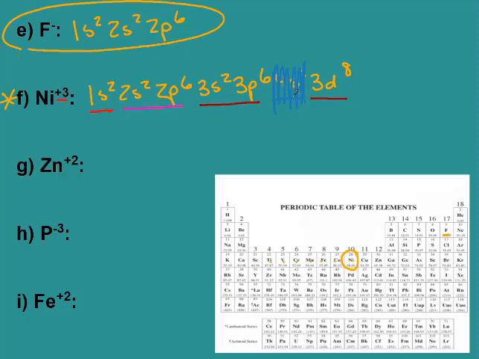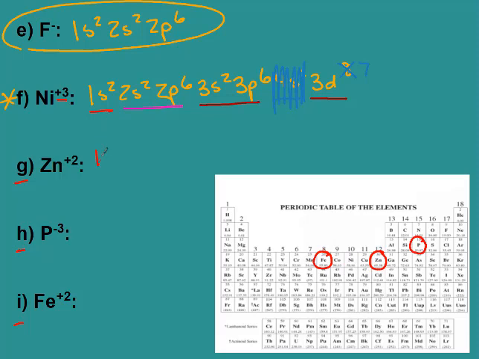But that was only 2 electrons. I need to lose 3 electrons. So the third electron can be removed from the next energy level, which is the 3d. So this is going to turn into 3d7. Go ahead and pause the video and try G, H, and I on your own. Restart when you have your answers.